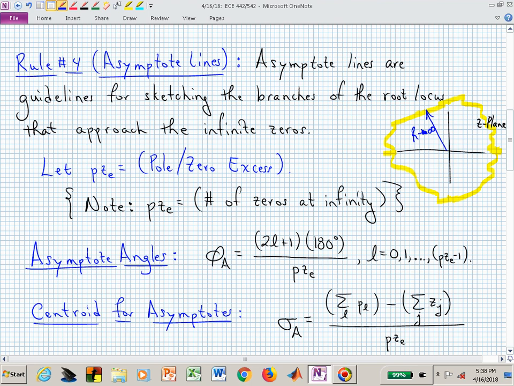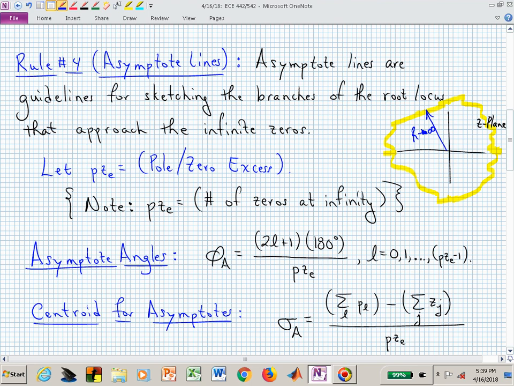Where we will locate those asymptotes, so this is like pin the tail on the donkey, if you've played those games. We want to know where do we pin it on the real line so that we know where to draw those asymptotes. That's determined by the centroid, which we are calling sigma sub A.